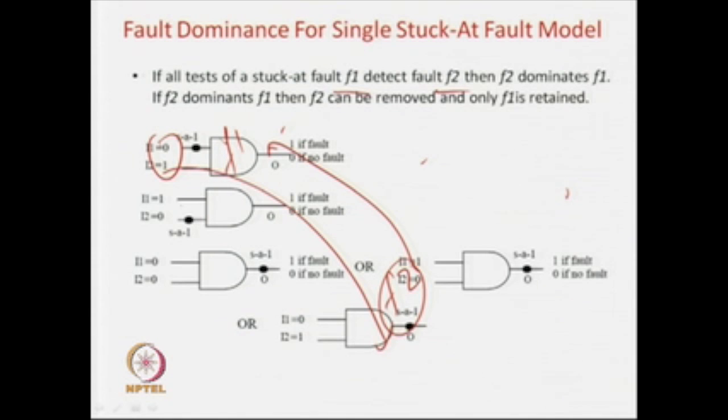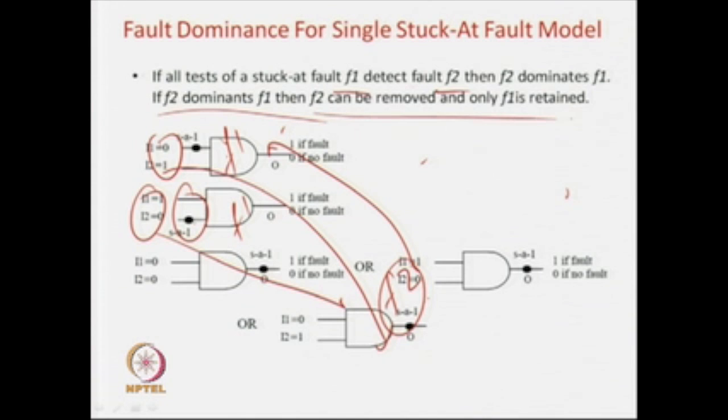Similarly, all tests of this one, which is only one pattern, actually test this one. So this one also you can consider as F1. So it is saying that if all tests of fault F1 detect fault F2, then F2 dominates F1. So F1 is this fault, and F2 is dominating this one as well as this one. Now if F2 dominates F1, then F2 can be removed and only F1 is retained. So you just eliminate F2 and you only retain F1.